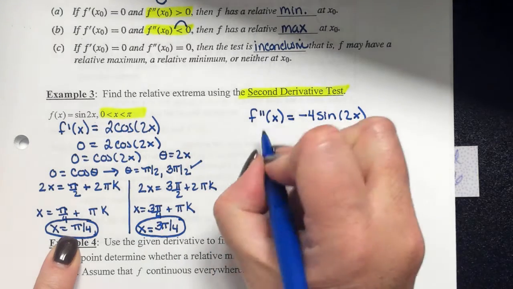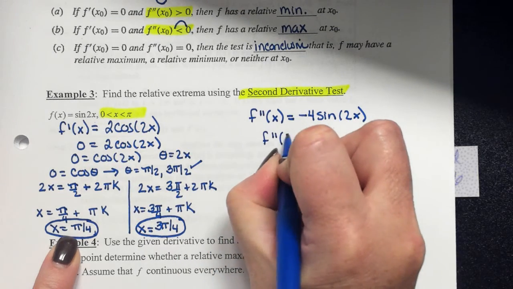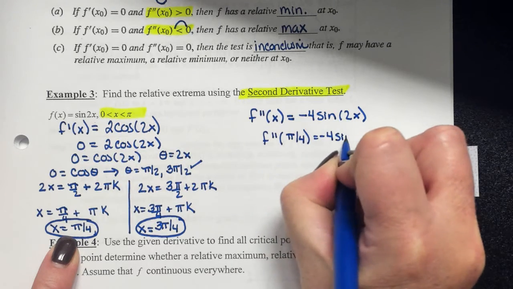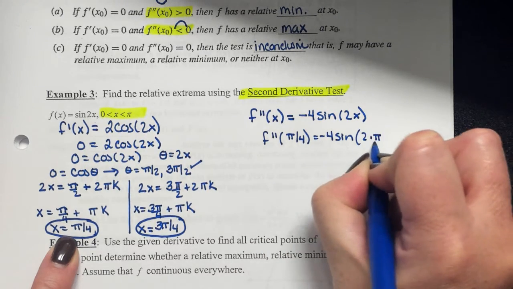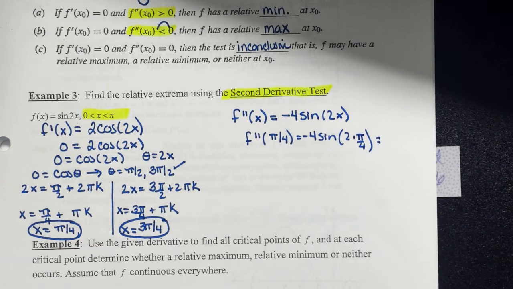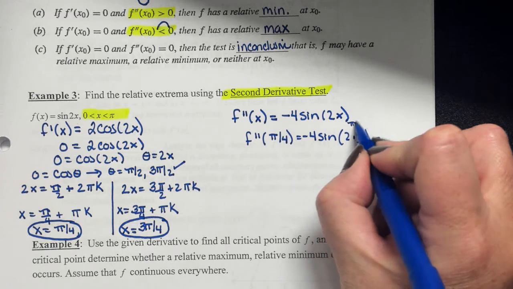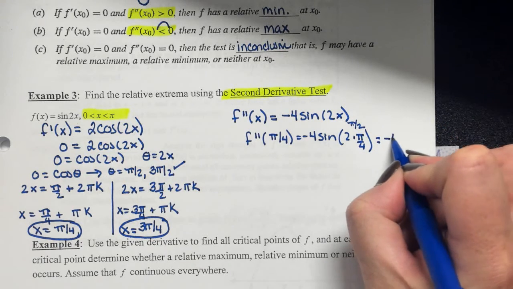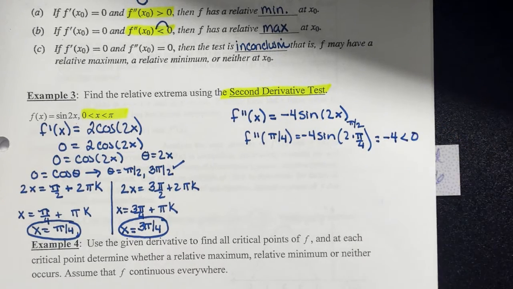So now I need to figure out what's happening at these 2 critical numbers in terms of the concavity. So I'm going to plug pi over 4 into my second derivative. So I have negative 4 times the sine of 2 times pi over 4. So I want to know in terms of concavity what's happening at pi over 4. What is 2 times pi over 4? Pi over 2. So the big question is, what's the sine of pi over 2? 1. And 1 times negative 4 is negative 4. So I know negative 4 is less than 0.